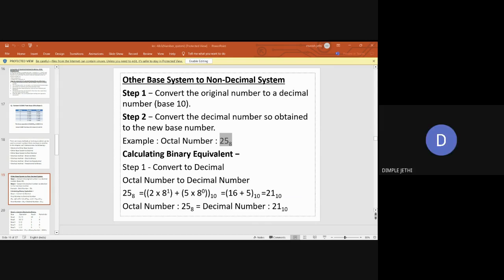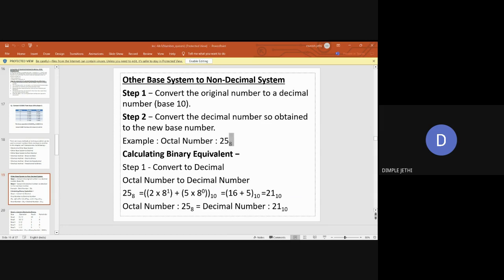What is the difference, Francis? Here the base 8 is written. Can't you see this? Here the base 8 is written. That means this is an octal number. When 10 is written as a base, that means this is a decimal number. Am I clear? Whichever number system it is, we write that number as a base.